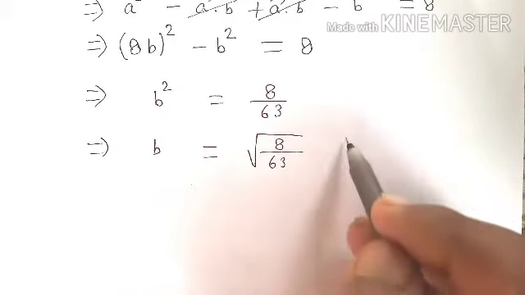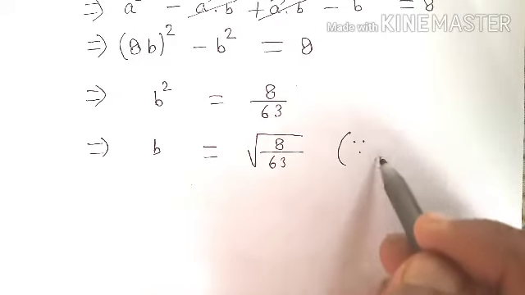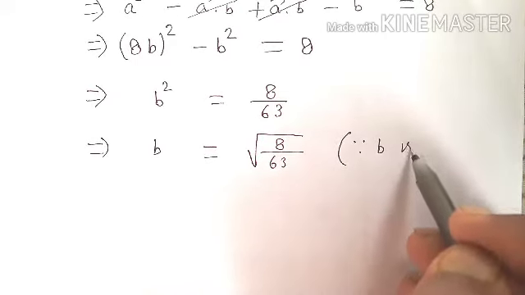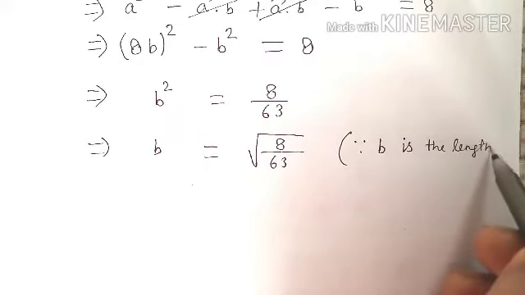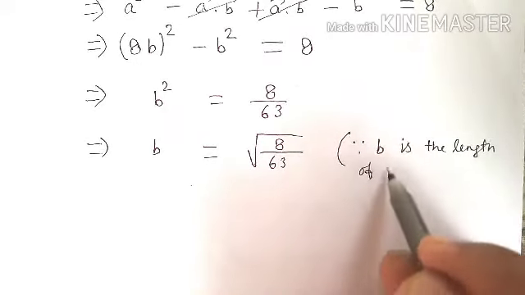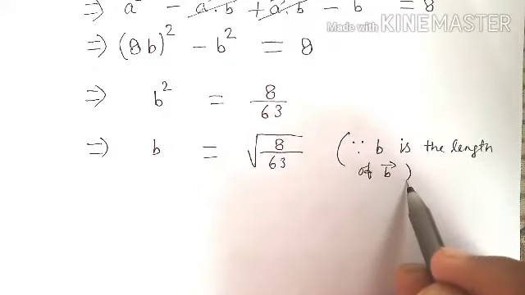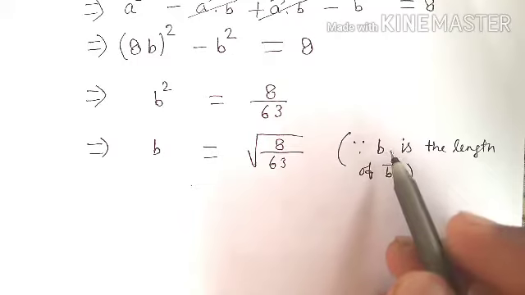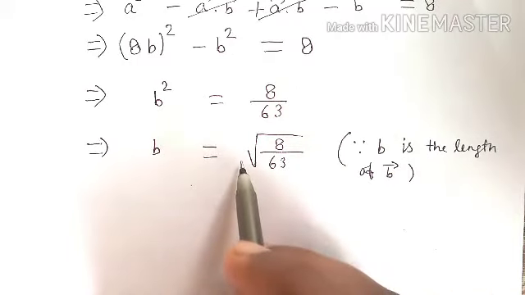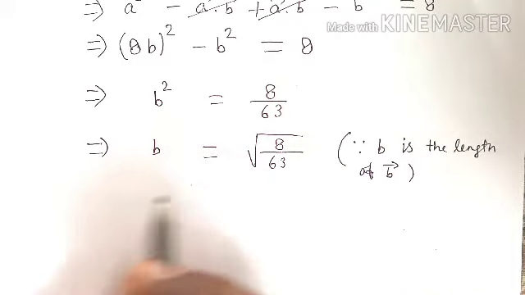We have taken the positive sign because B is the length of vector B, so it is a scalar quantity, and a scalar quantity is non-negative. That's why we have taken the positive sign here.